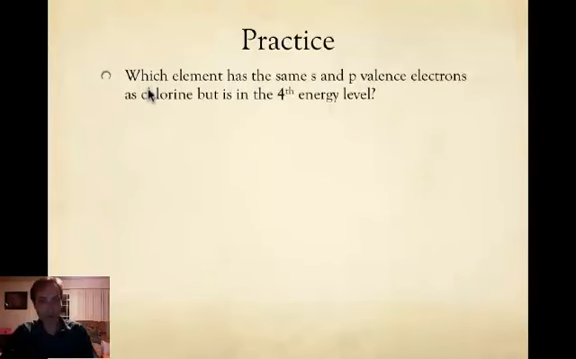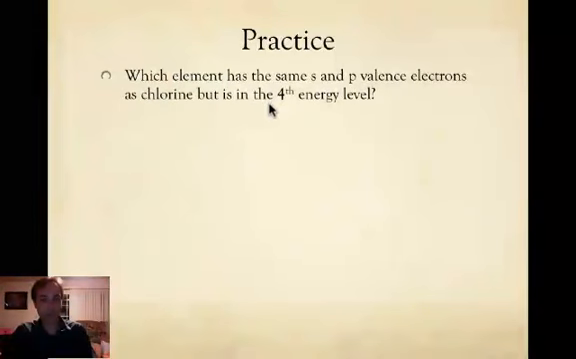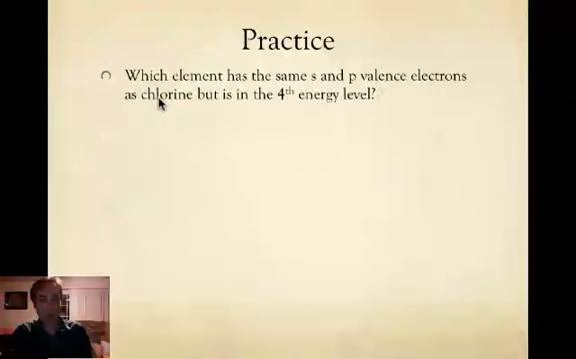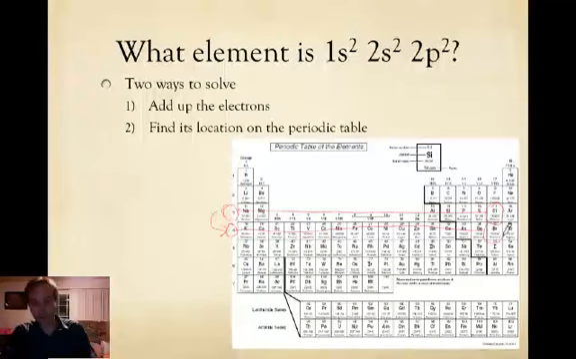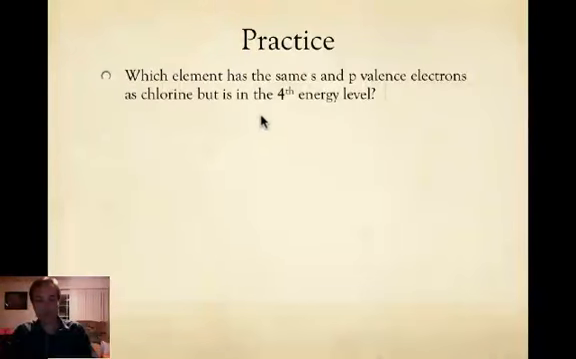First practice question. We'll do this together, and then the other ones you can try on your own. So it says, which element has the same s and p valence electrons as chlorine, but is in the 4th energy level? So same s and p as chlorine, but in the 4th energy level. I'm gonna jump back here. Chlorine is right here. It is in the 3rd energy level. We want something that's in the 4th energy level. So in other words, we're gonna drop down 1 row. We're gonna go straight across, and the element that is right below chlorine, meaning it has 2 electrons in the s and 5 electrons in the p, is bromine. So the answer to the first practice question would be bromine.